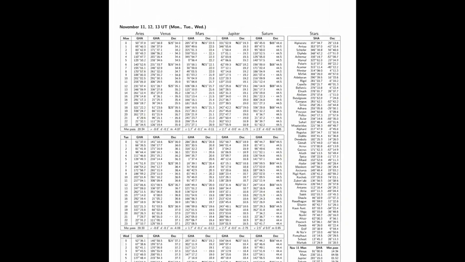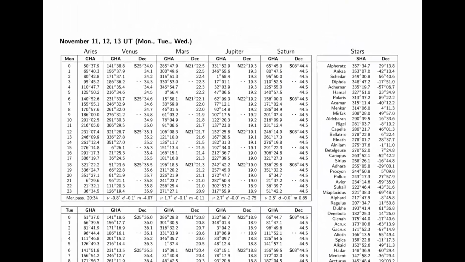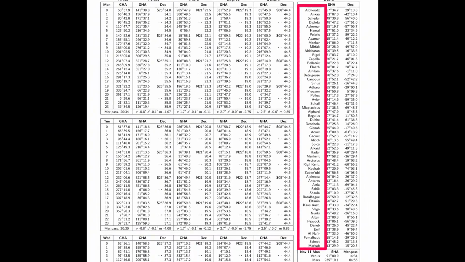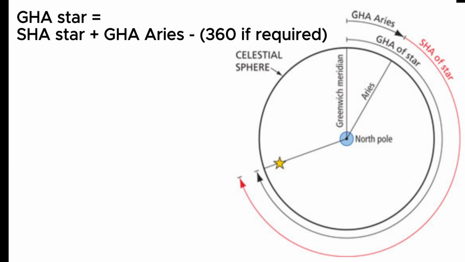While the Greenwich hour angle is tabulated in the Nautical Almanac for the Sun, Moon, planets, and Aries, to do so for all 57 stars used for navigation would produce an unacceptably large publication, running to several volumes. However, the Greenwich hour angle of a star can easily be found instead by adding the sidereal hour angle of the star to the tabulated Greenwich hour angle of Aries. We'll explore a numerical example in the next segment.